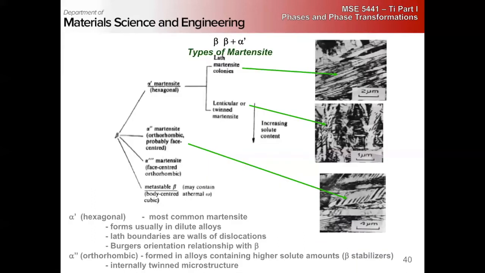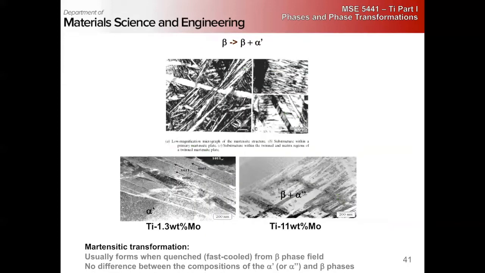Yeah, you said that using a solute element, for example, in the beginning of this chapter. Yeah, so molybdenum is one, a beta stabilizer, right? So this is the molybdenum example, and this is just, again, some micrographs.